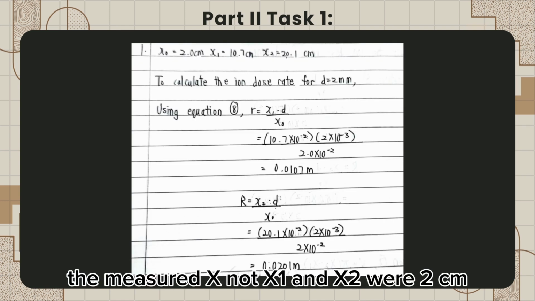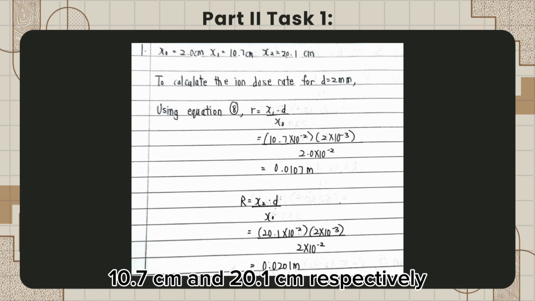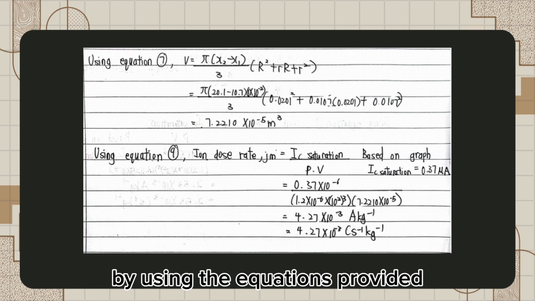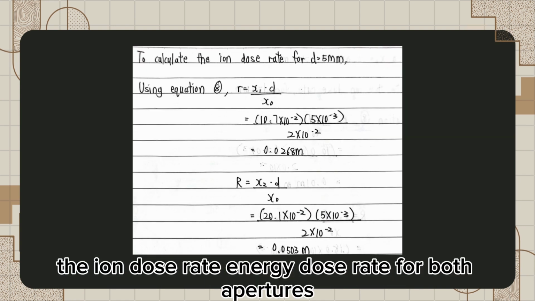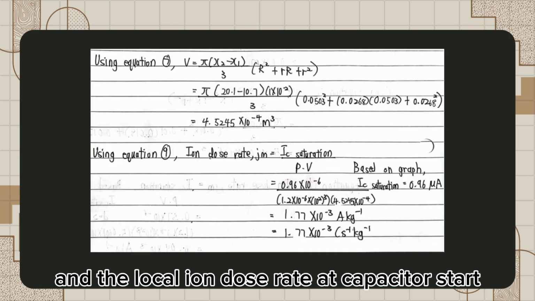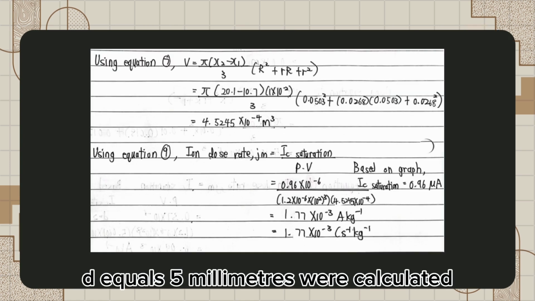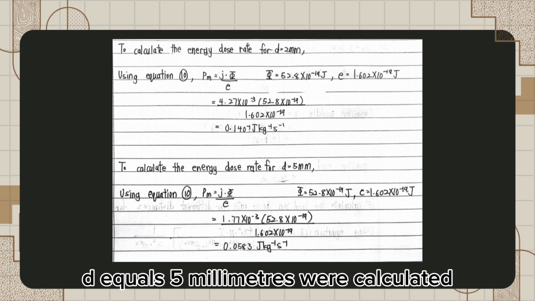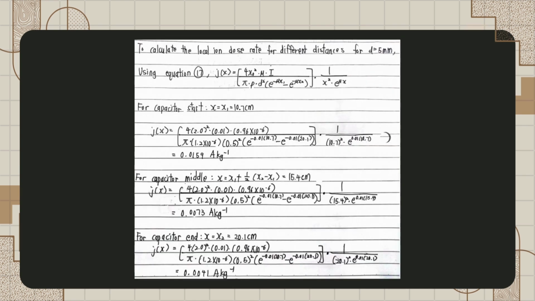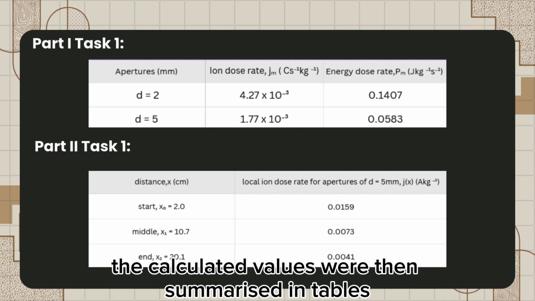The measured X0, X1 and X2 were 2 cm, 10.7 cm and 20.1 cm respectively. By using the equations provided, the ion dose rate, energy dose rate for both apertures, and the local ion dose rate at capacitor start, middle and end of aperture D equals 5 mm were calculated. The calculated values were then summarized in tables.